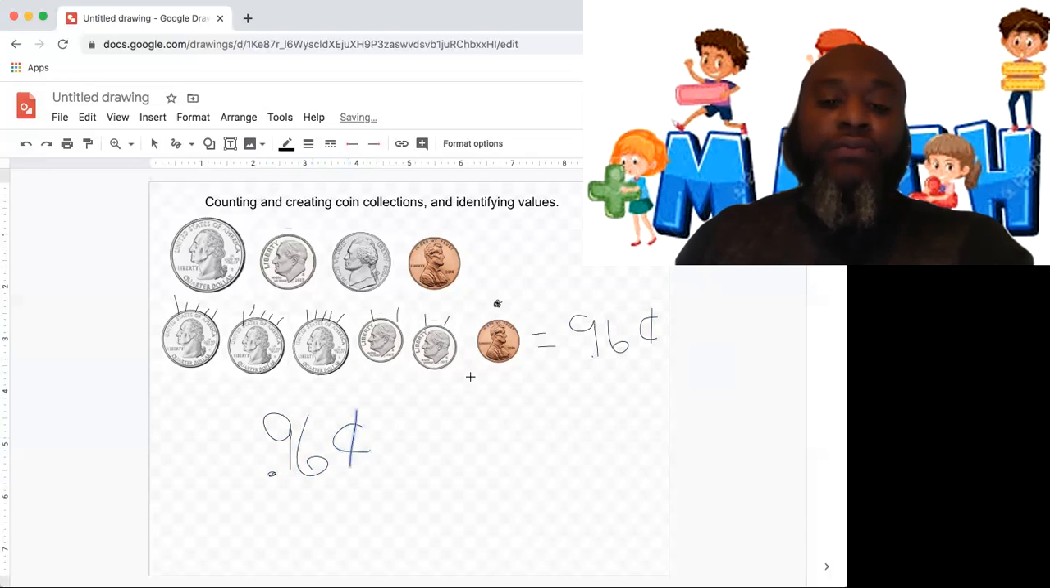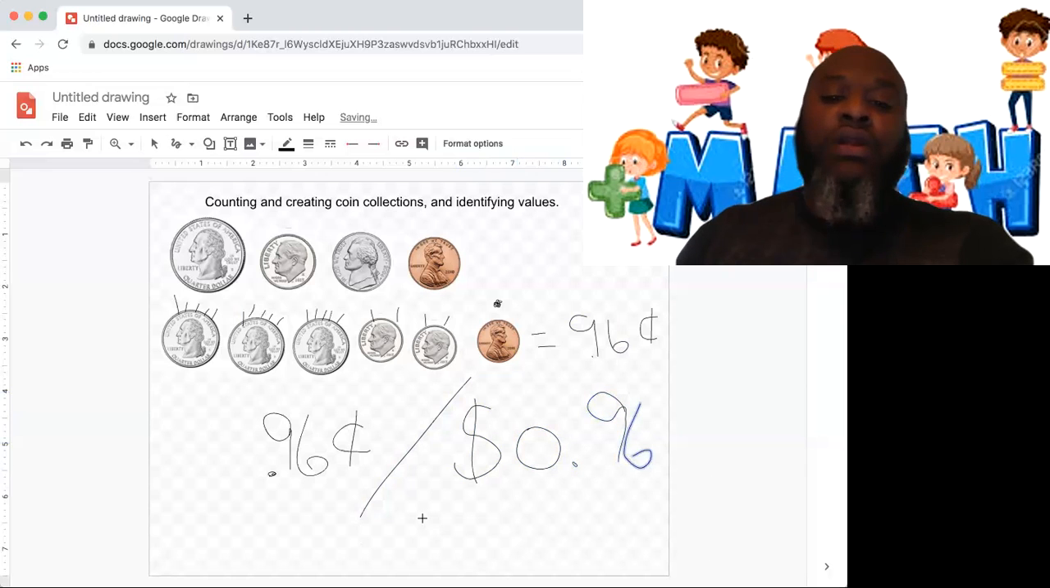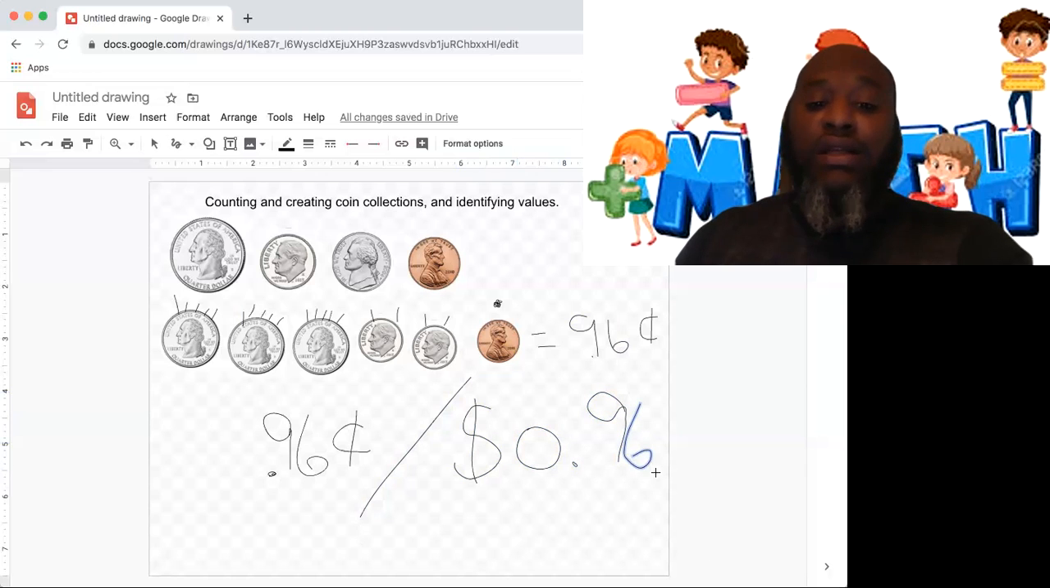And then here is the second way I can do it. I can use a dollar sign, 0, and then the decimal, and then the 96. So now this is 96 cents and this is 96 cents.